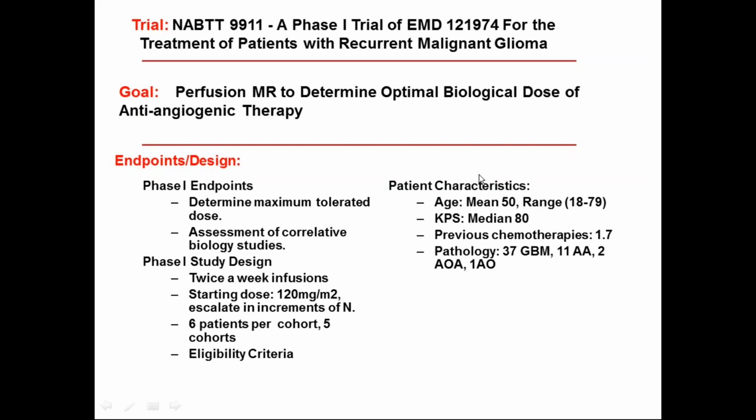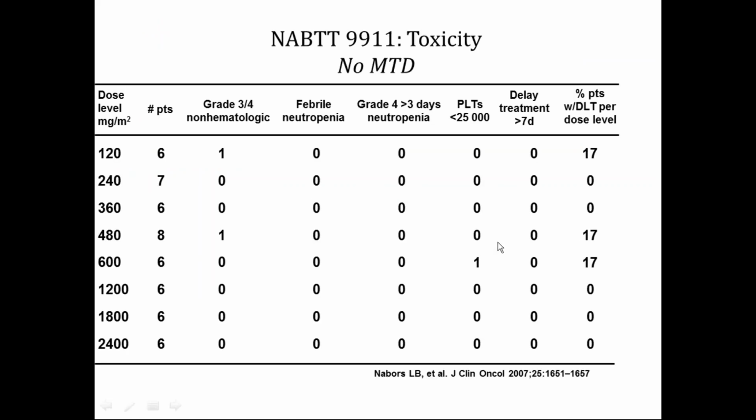At the end of the day, the mean age of our patients was 50. Their functional status was about 80. Most had had a couple of tumor regrowths, so they had seen chemotherapy. And when we look at that study population, there's about 51 patients on this study, but the majority had the most malignant form of primary brain cancer, glioblastoma.